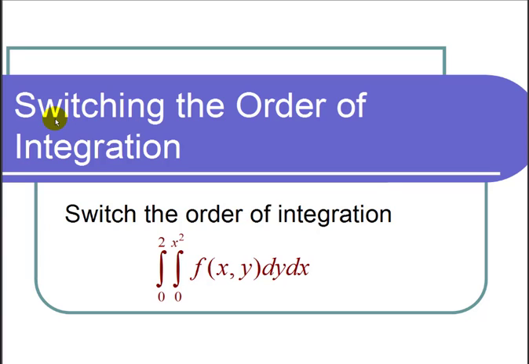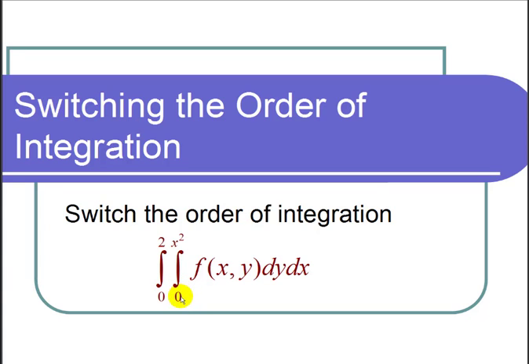This is a video on switching the order of integration. The question states, switch the order of integration for the double integral from 0 to 2 and 0 to x squared of f of xy dy dx. So I want to switch to dx dy, and right now I have dy dx, which means these inner limits represent functions y equals a function of x.